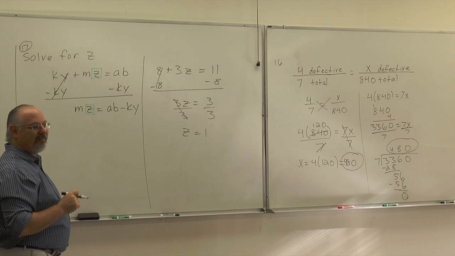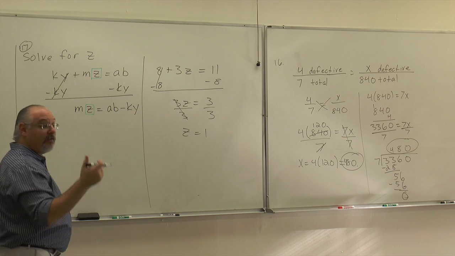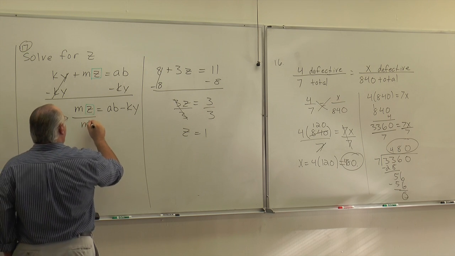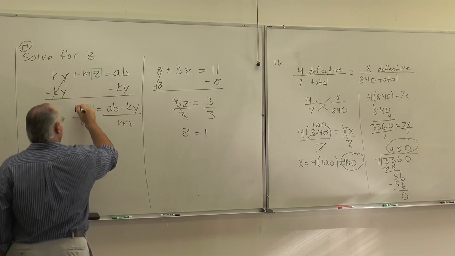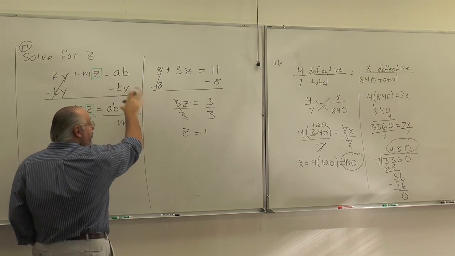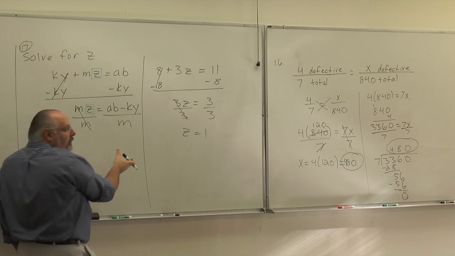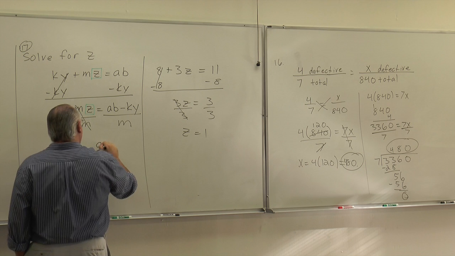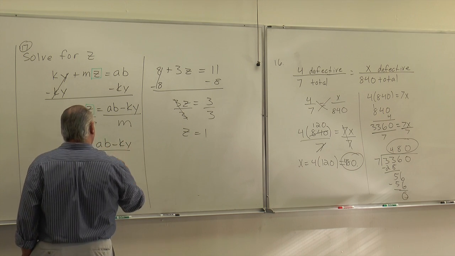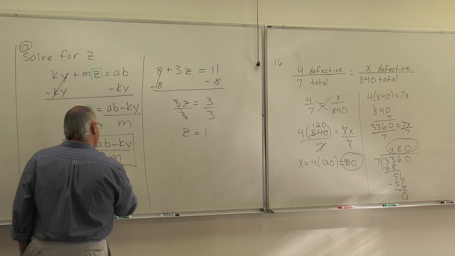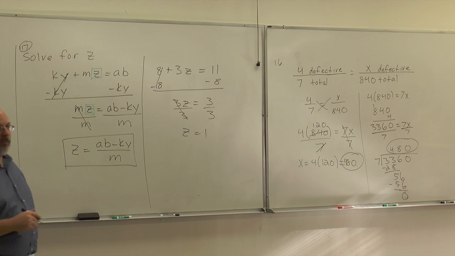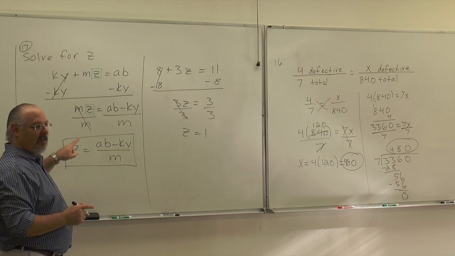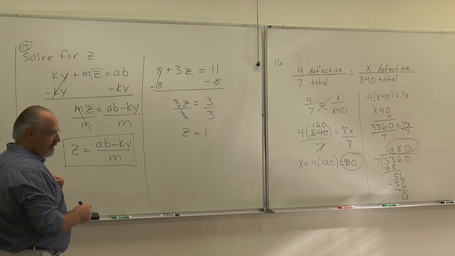Here what am I going to do? Divide by m because z is being multiplied by m. It's the same reasoning. So divide by m, these cancel. In this case, there's nothing for me to do, right? There's no arithmetic for me to do, so I leave it, and I'm done. So z is ab minus k times y over m. Right? They're not different. You think they're different, but they're not.